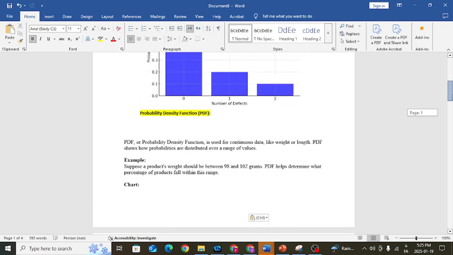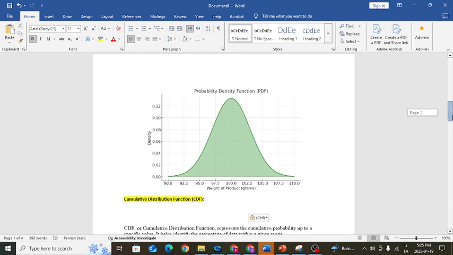These tools, like the PMF, you can find in some statistical software. If you give them some data about your product, about your production, you can find results according to the probability density function, and it is very important for your reports. You can use the PDF and PMF.